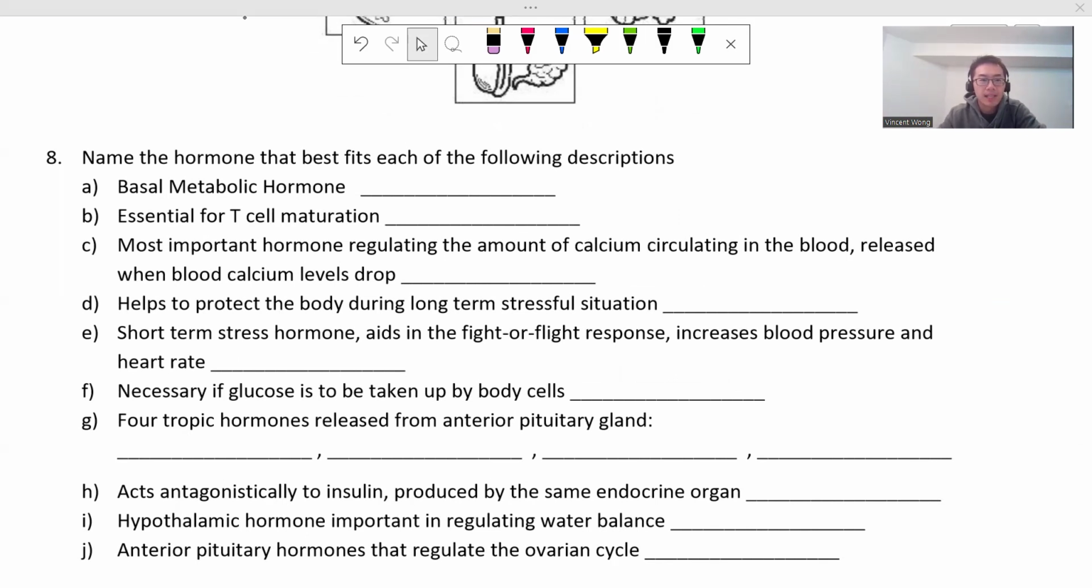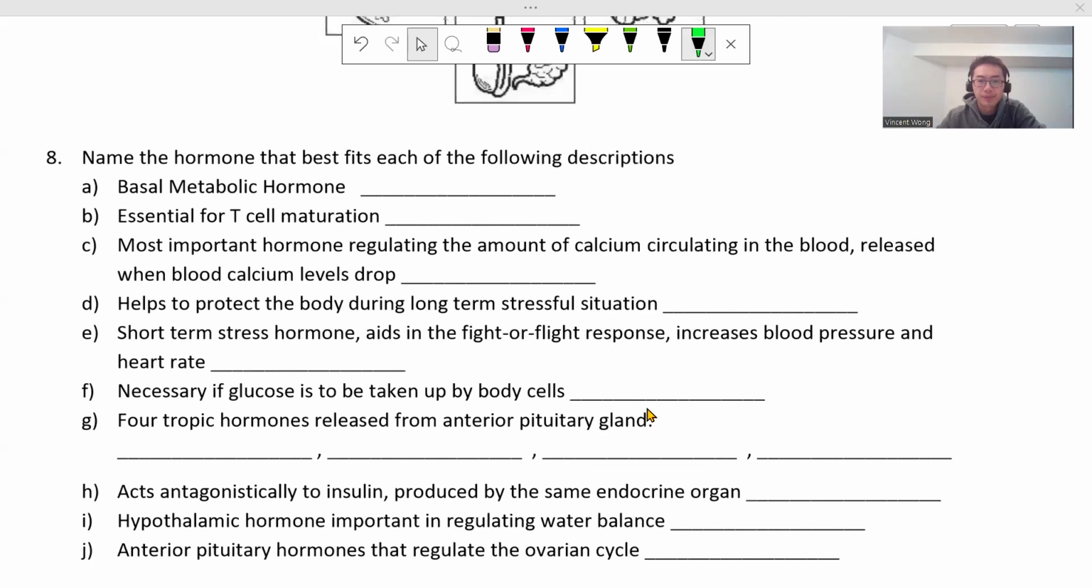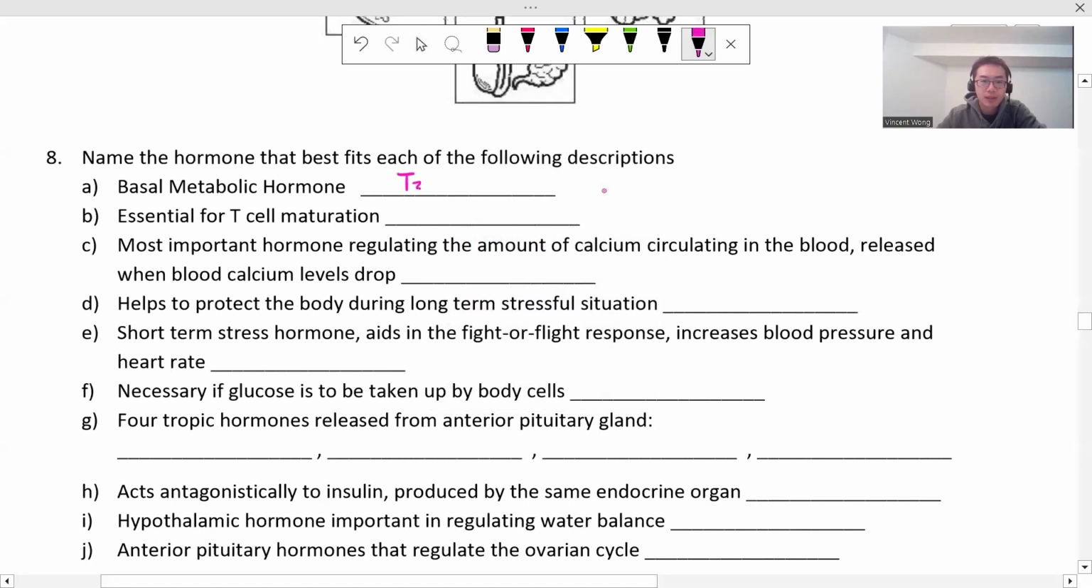First one, basal metabolic hormone. These hormones help maintain your metabolic rate, in other words. There are two that do that. Which ones are they? T3 and T4. T3 and T4, that's right. They maintain your metabolic rate. Okay, if they are too high, you get hyperthyroidism. Otherwise, you have hypothyroidism, right?